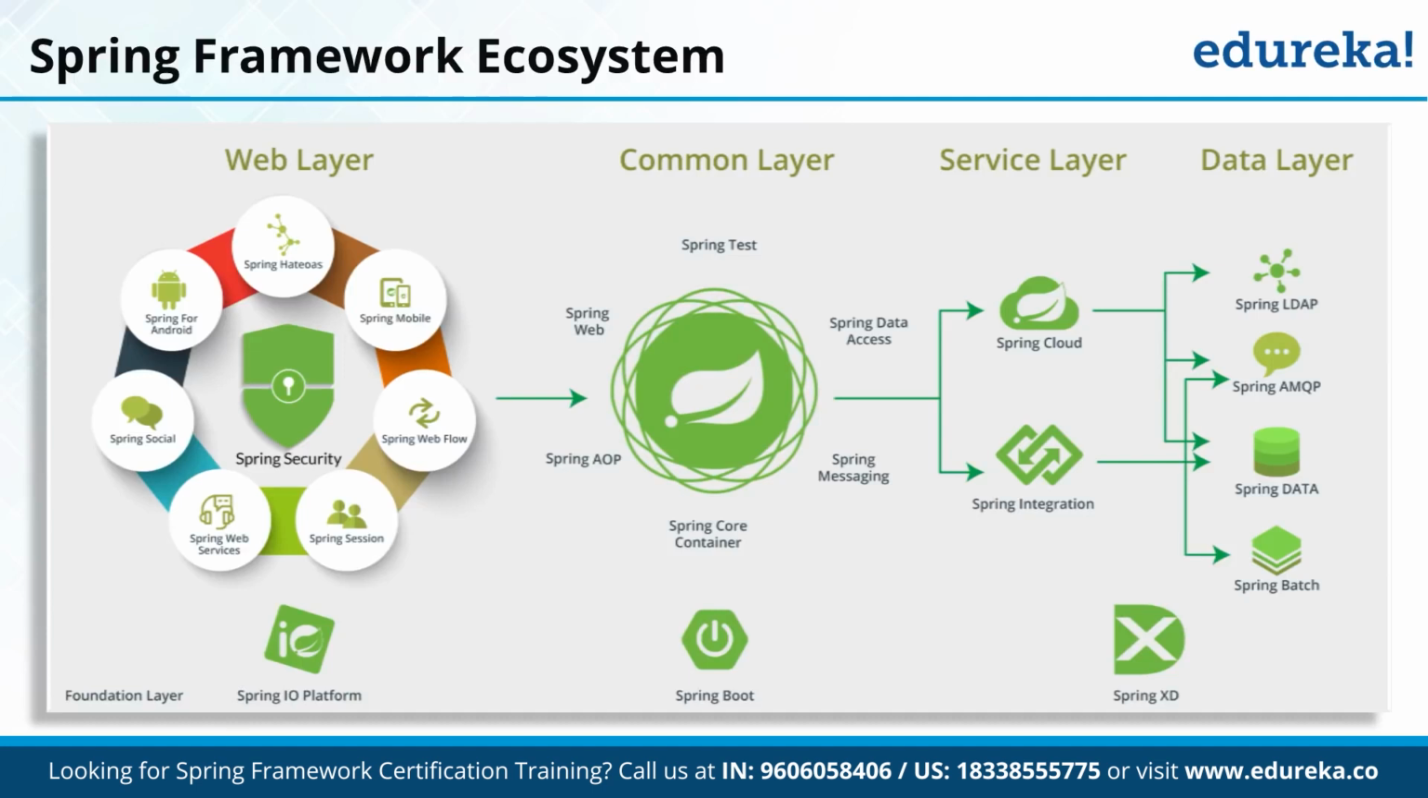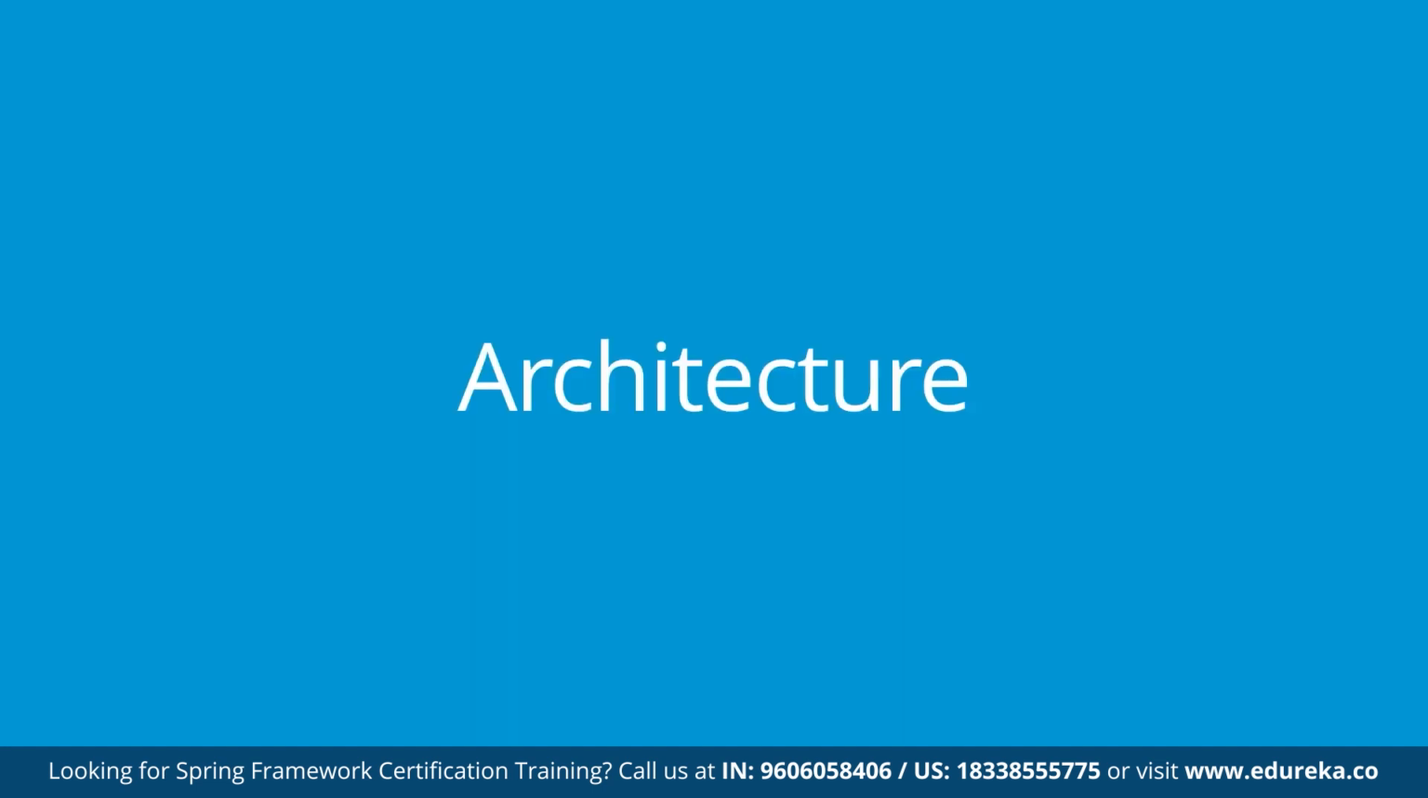So we got the web layer, right? And it's basically the Spring IO platform, right? Thereafter we got a common layer where we do some basic operations as in Spring Boot, right? And thereafter we got service layers and the data layers available, as in Spring XD and the other components available in the Spring Framework, right? So this is the entire Spring Framework ecosystem, how the Spring Framework is going to come up and interact, and it is available in various modules.